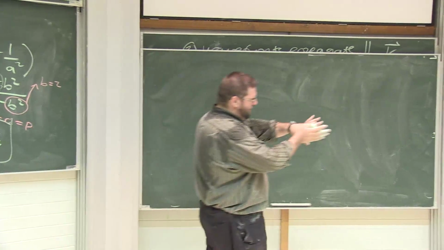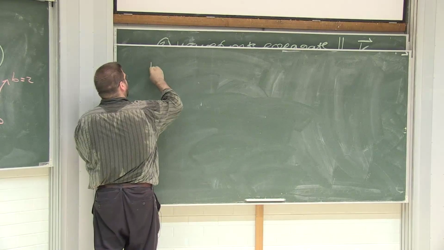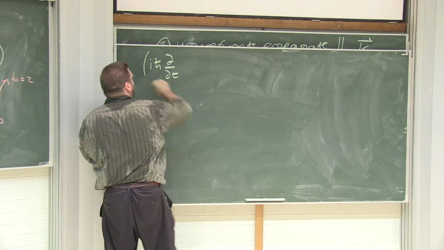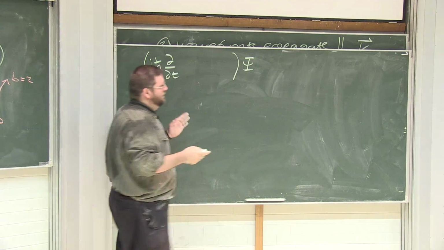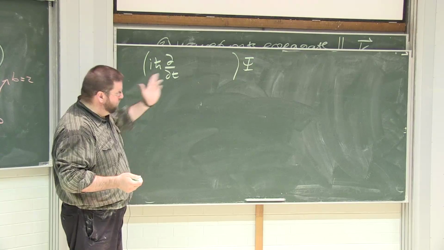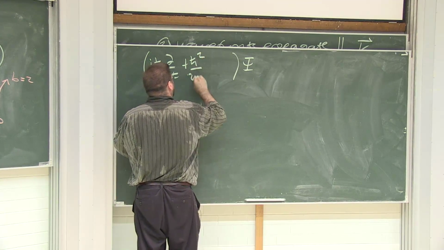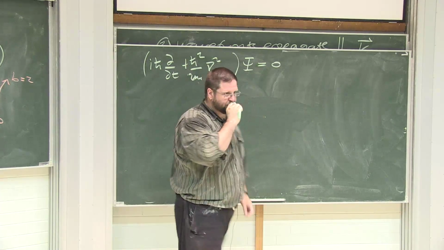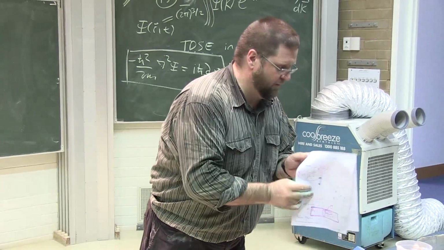So let me take the left-hand side and shove it on the right-hand side. So I'll have i h cross d by dt, acts on the wave function, plus h cross squared on 2m, grad squared, acting on the wave function, and that all gives naught. Now what's in round brackets is a linear differential operator.